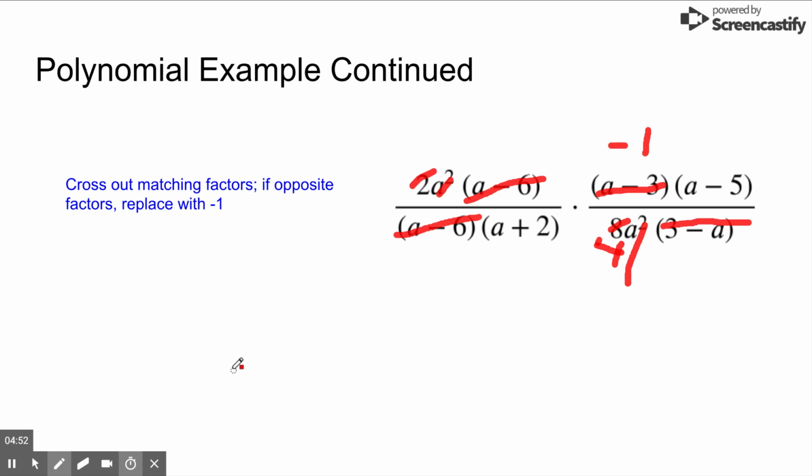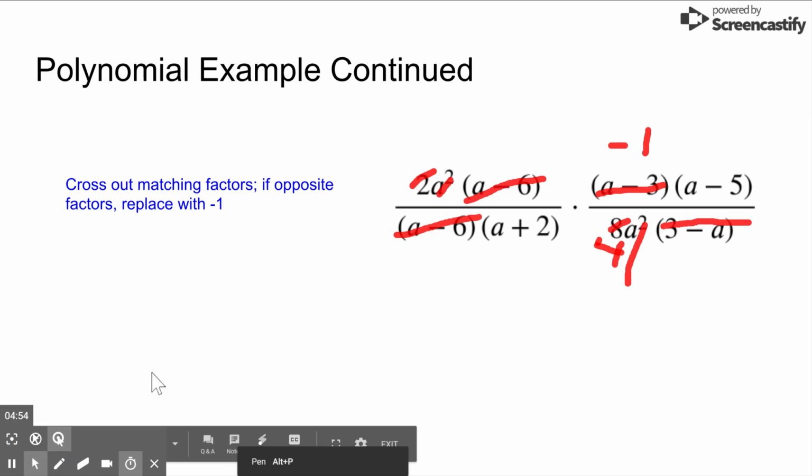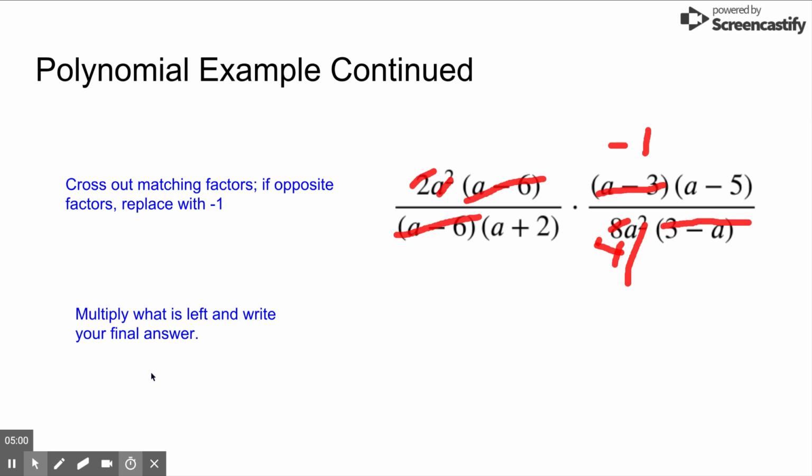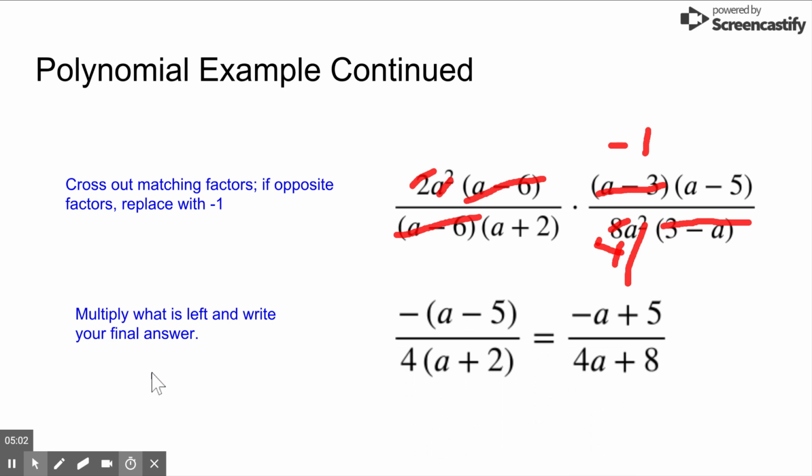Once you've done that, you're going to multiply whatever is left and write your final answer. So on the top, all I have left is -1 and a minus 5. And I multiply that out to become -a plus 5. On the bottom, all I have left is the 4 and then the a plus 2 in parentheses. And I multiply that out to get 4a plus 8.